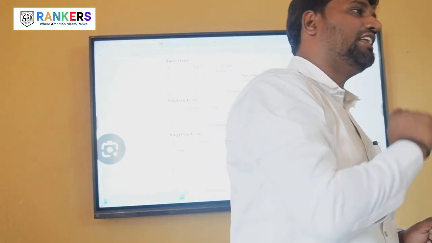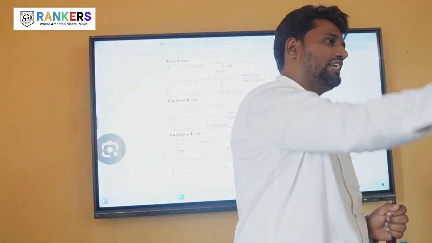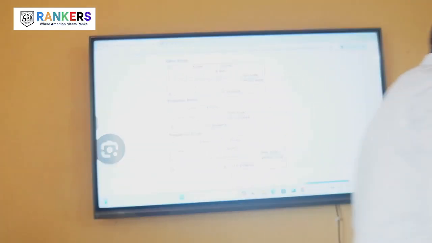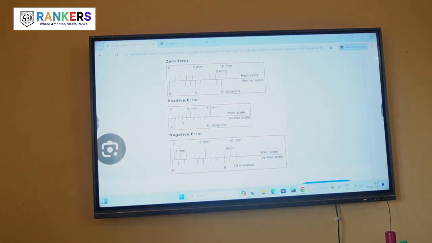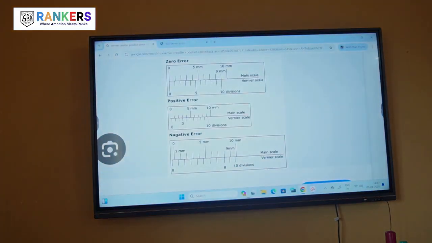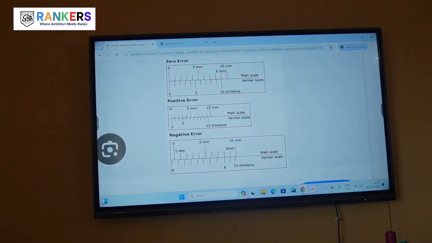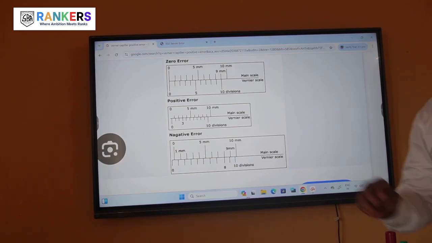Because in Vernier scale how many lines? 10 fixed. So 10 minus. No. In positive error we don't require minus. Only the format is for negative error. In positive error only Vernier scale reading plus Vernier scale reading into Vernier constant. But at the time of calculating the negative error, then minus first bracket and how many divisions the Vernier scale has? 10? Then 10 minus Vernier scale reading, close the bracket, then Vernier constant. This is the fixed process. Okay? Understand everyone?